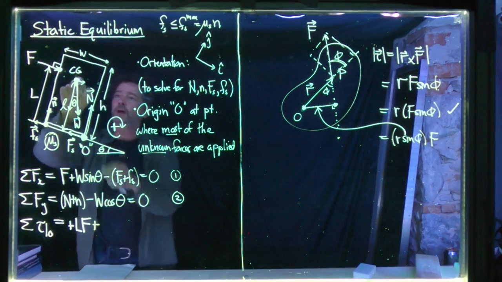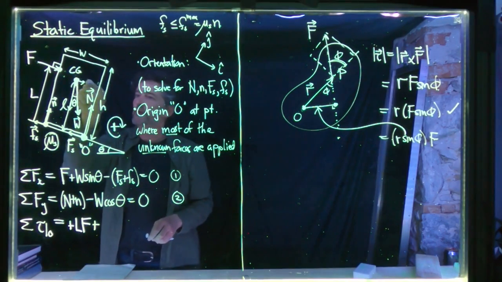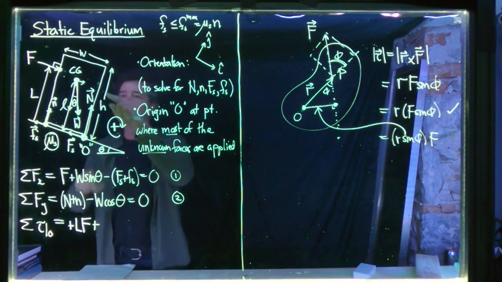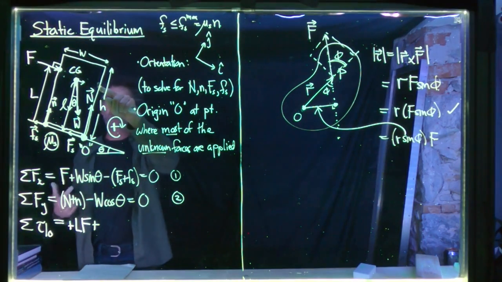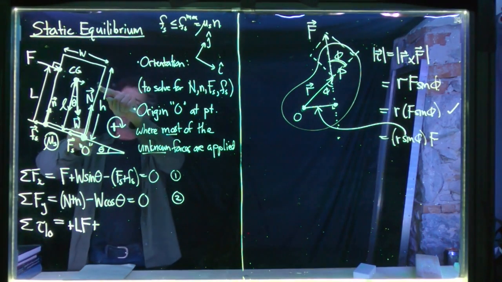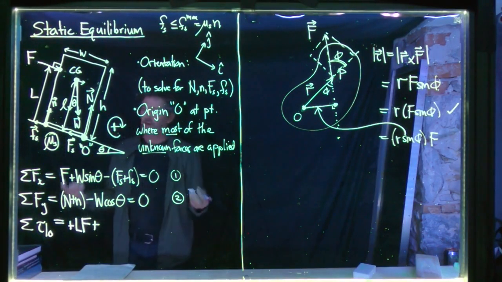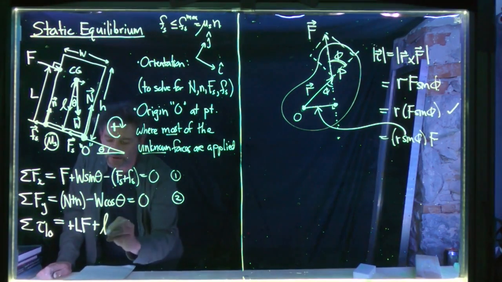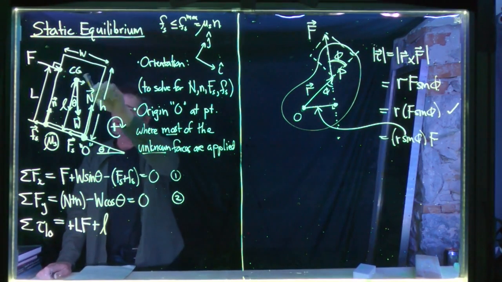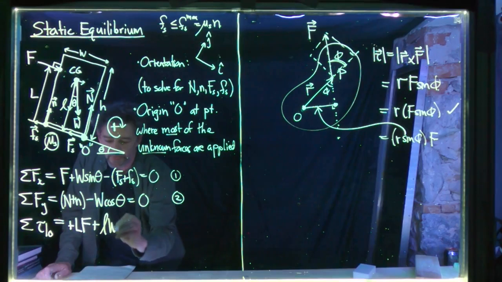Well, you could apply that force at that point, or at that point, or at that point. Let's apply it right at that point. If we apply it right at that point, then the torque is easily figured out. It's this distance, which is little l, times the component of the weight down the incline. So it's positive, little l, times the weight down the incline, which is W sine theta.